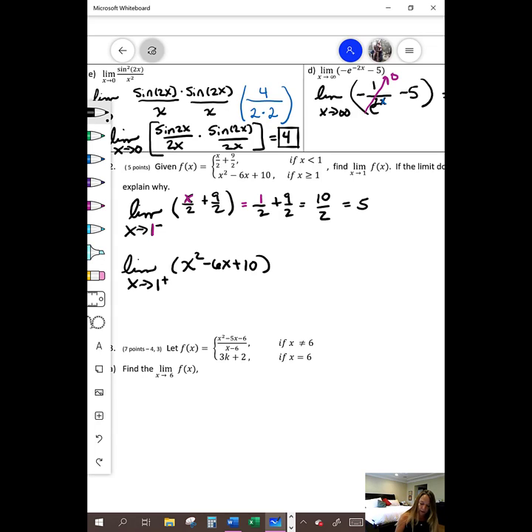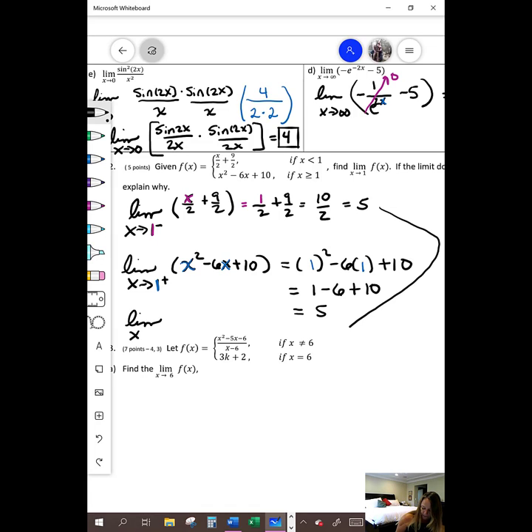Going in here and plugging in 1 wherever we see an x in this function, we get back 1 squared minus 6 times 1 plus 10. And so this is equal to 1 minus 6 plus 10. 1 minus 6 is negative 5. Negative 5 plus 10 is 5. Since our limit on the left is the same as the limit on the right, the limit as x approaches 1 of f of x is equal to 5.